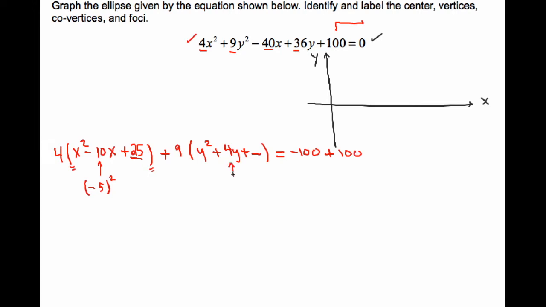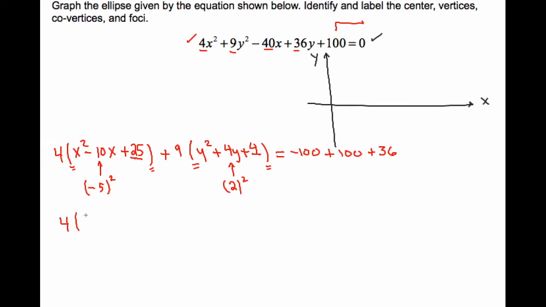I'll take half the middle term again, half of 4 is 2, and square it. And I'll place the 4 in this blank, but again, that 4 is located in parentheses. I've really gone ahead and taken 9 times 4, which is 36, and added that to the left side of the equation, so I'll add it also to the right side of the equation. So what would my next line look like?